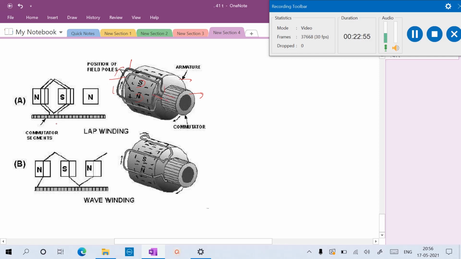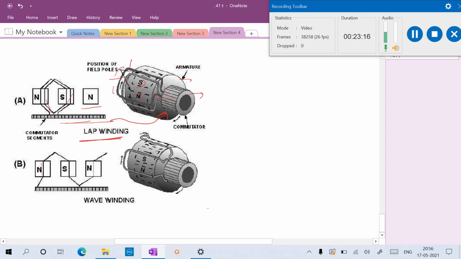Now if you are taking this one, this is nothing but the commutator segments, and these slots are nothing but the machine slots. Now what will happen? Each conductor is connected going to the back pitch and coming to the front pitch. The back pitch and front pitch are connected in such a way that it's a lap winding. Whereas in the wave winding, you can see two coils are connected.